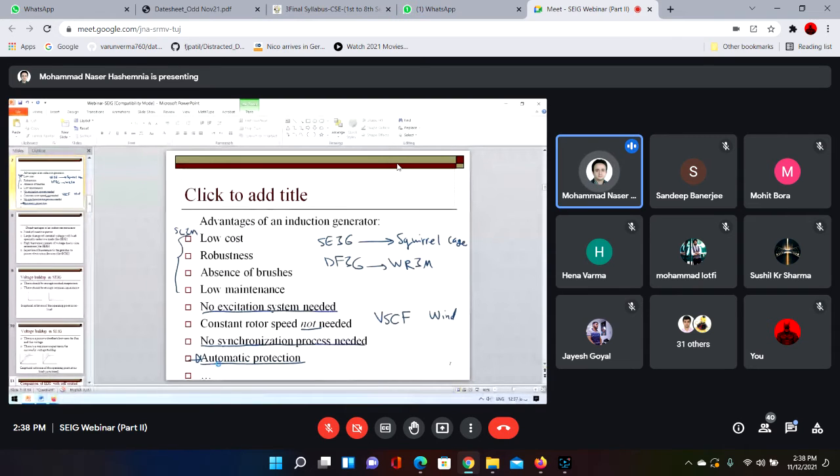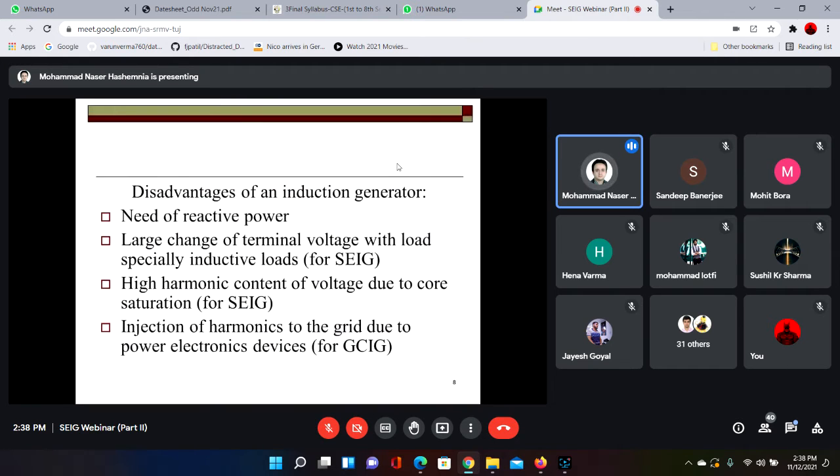And of course, there are several disadvantages of the induction generators. They need reactive power, and also they have poor voltage regulation. Large change of terminal voltage with load is a problem here, mainly for loads which are very sensitive to voltage variations. This problem is more severe for inductive loads. So we have a very poor voltage regulation, especially for inductive loads.